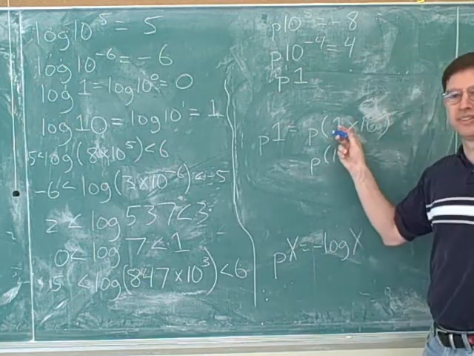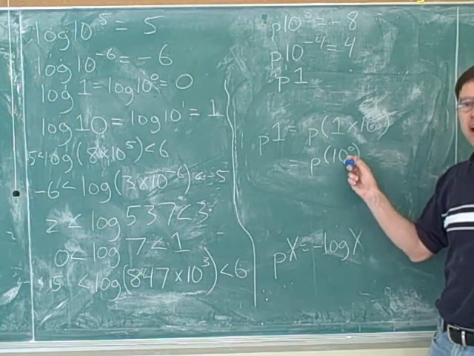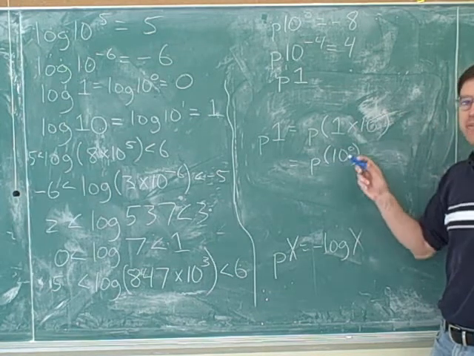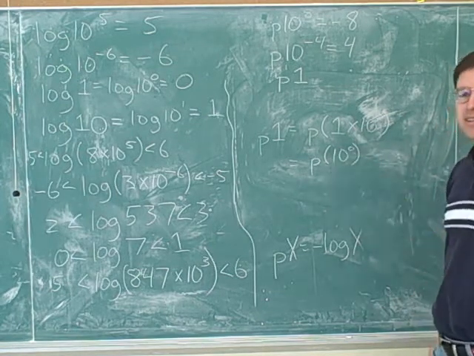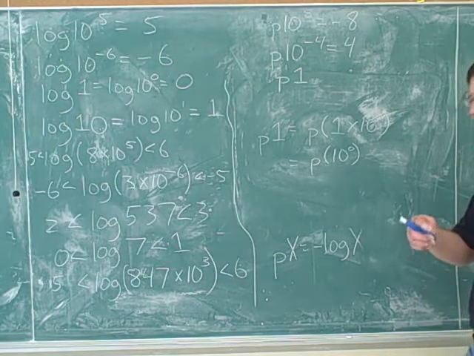Just drop the 1. 1 times 10 to the 0th power is just 10 to the 0th power, right? These are the same thing. Well, do you know what the p of 10 to the 0th power is? Take your time on that.